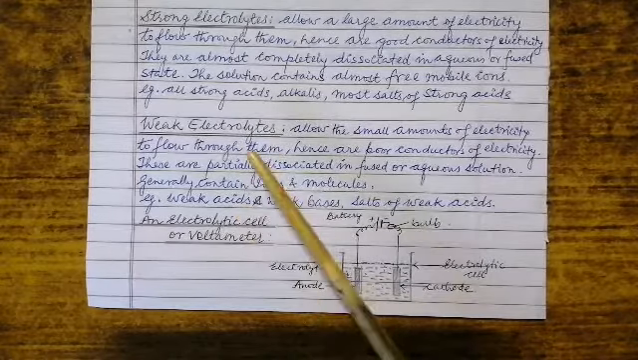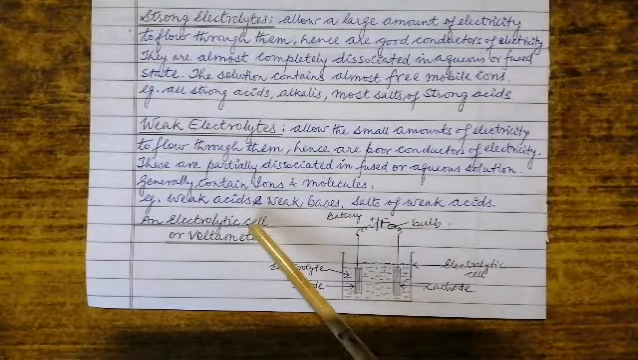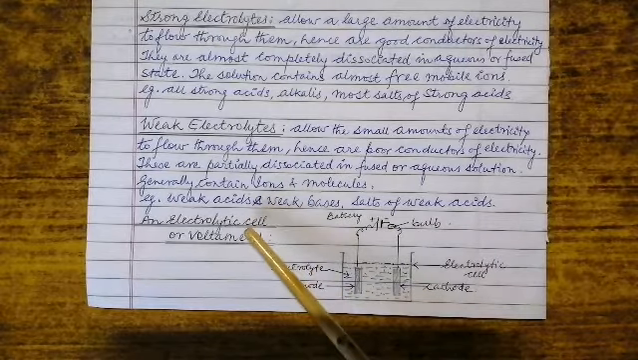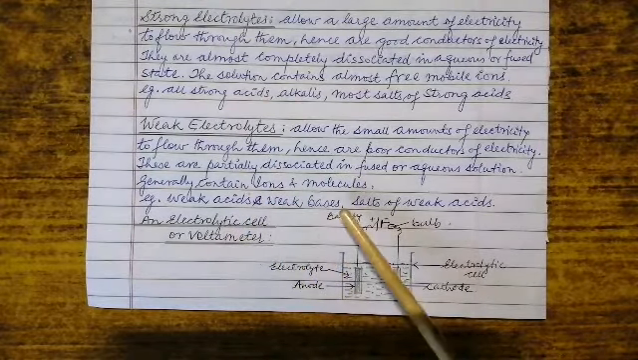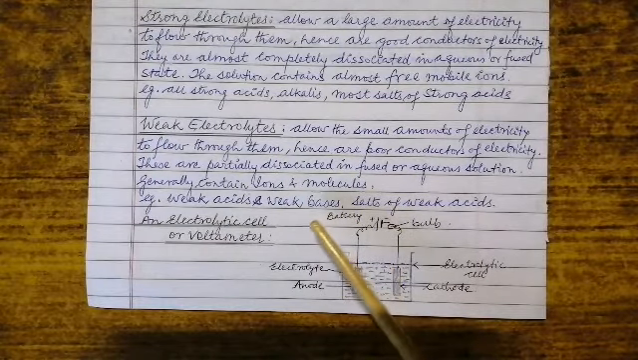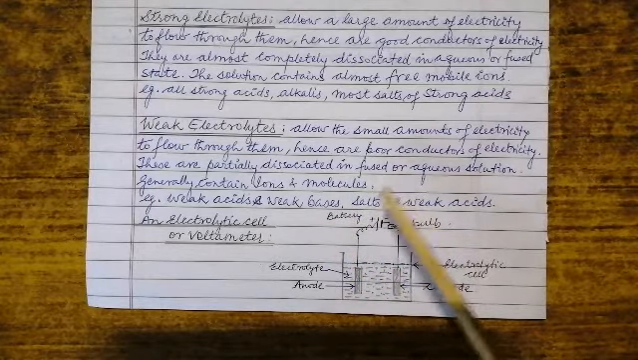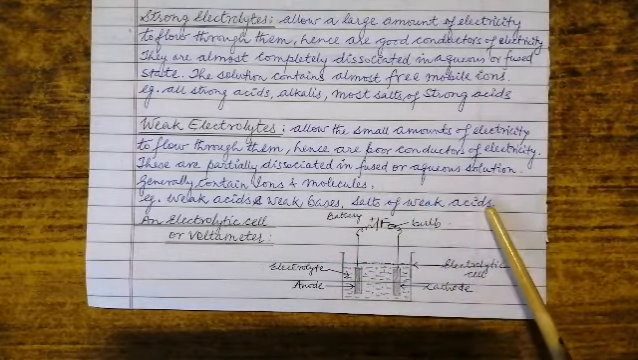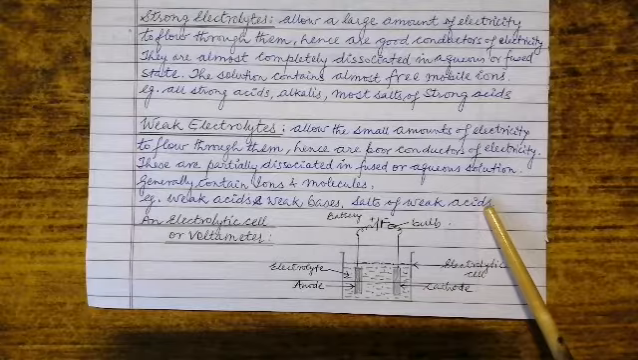Acids are examples of weak electrolytes. Weak acids, when I talk about, acetic acid is a weak acid, phosphoric acid is a weak acid, carbonic acid is a weak acid. Then weak bases, there are a number of weak bases, like copper hydroxide, magnesium hydroxide, lead hydroxide, whatever it is. Then salts of weak acids. So these are few examples of weak electrolytes.